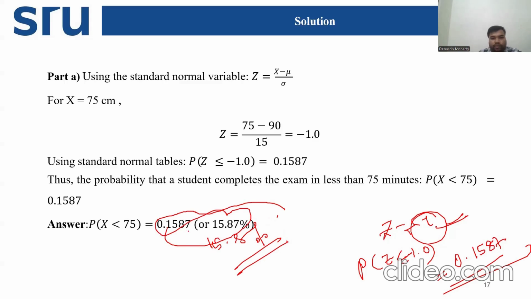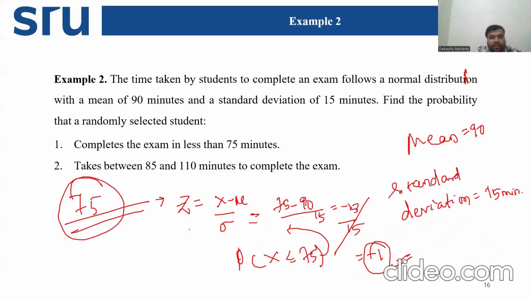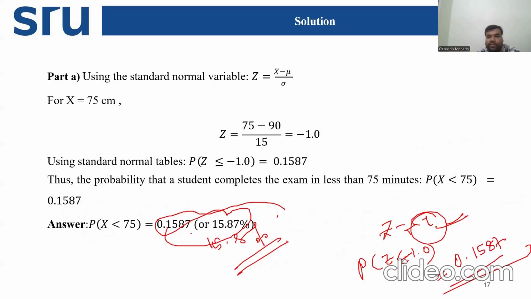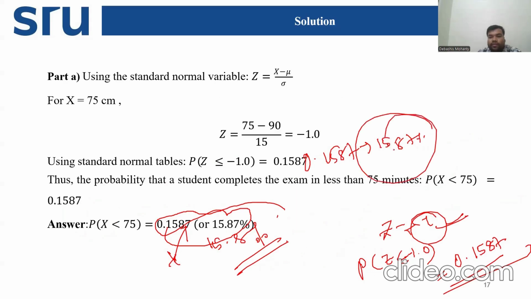Okay, students. Because in the question it is mentioned, you have to find the probability that the exam is completed in less than 75 minutes. So for that only we need to see here. The mean is given as 90 minutes and the standard deviation is given as 15 minutes, right? So for that you are finding the probability of completing the exam in 75 minutes. You are using the normal distribution table again, so here you will get the value 0.1587. That is nearly 15.87%. You are getting this result, right?